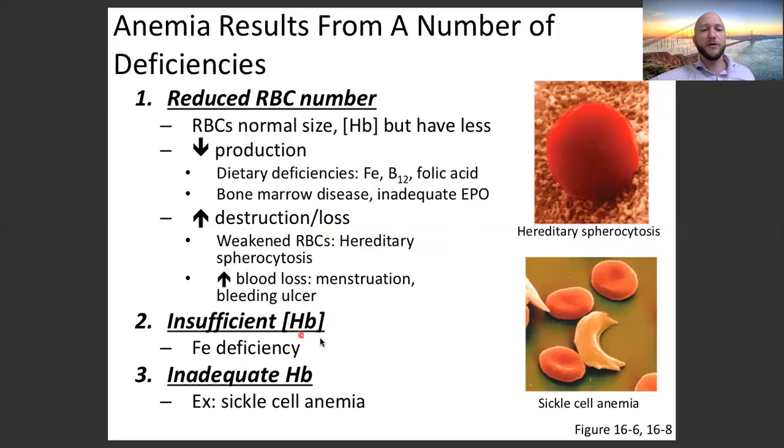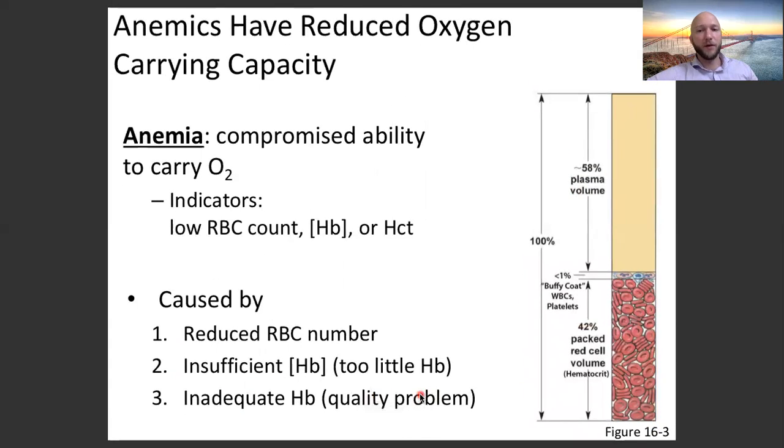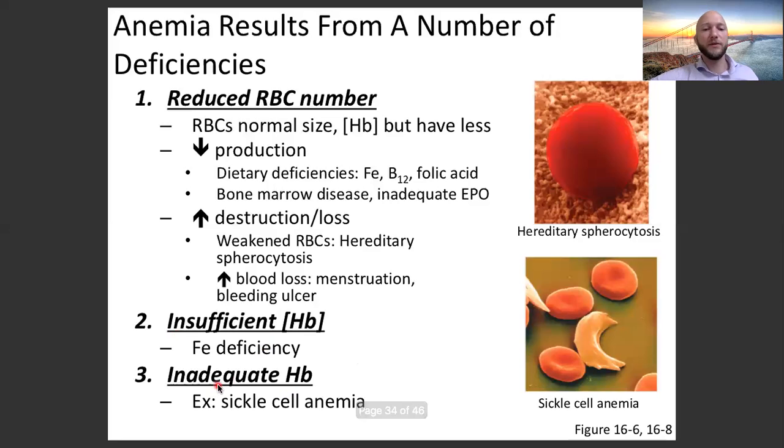Insufficient hemoglobin. So remember, there's an iron molecule in each heme group. If we don't have enough iron, we can't produce hemoglobin. So insufficient iron, insufficient hemoglobin. Inadequate hemoglobin would be a quality problem, a quality problem of the hemoglobin. Sickle cell anemia is an example of that. Here's a picture of a sickle cell.